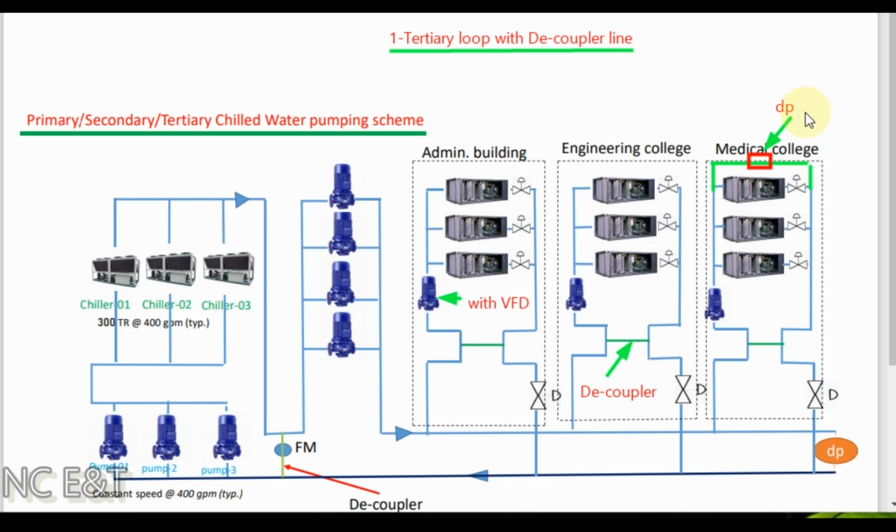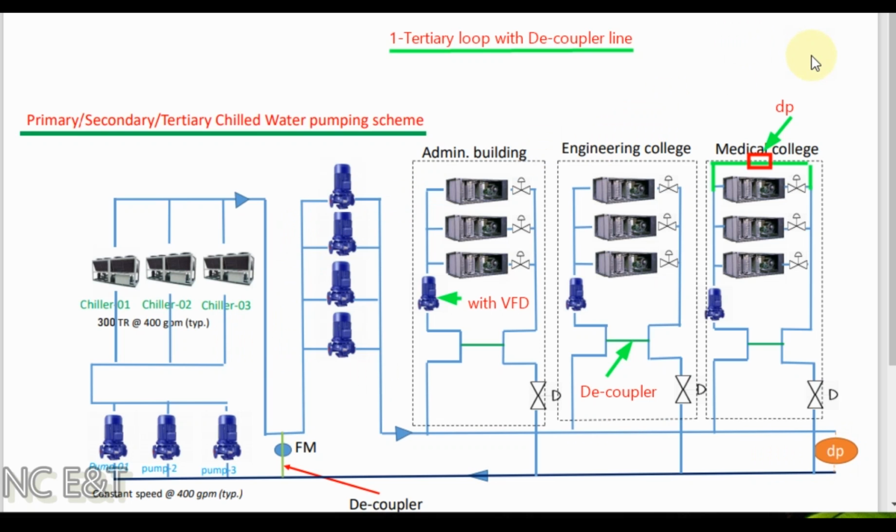This low demand of chill water in the tertiary loop inside the building is sensed by the two-way valve in the secondary loop, and there is differential pressure at the end of chill water piping network in the secondary loop, and it sends the signal to the variable frequency drive fixed with the variable speed secondary pump, and it slows down the pump to regulate the chill water flow as per the requirement.